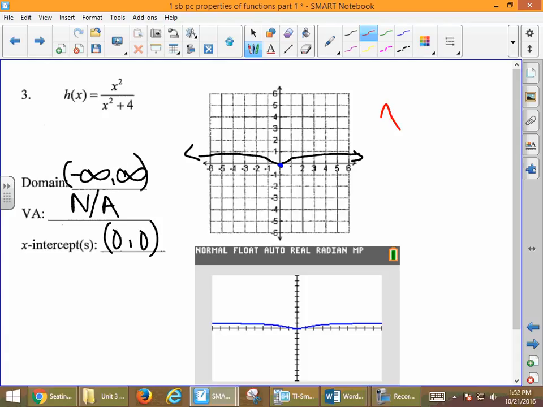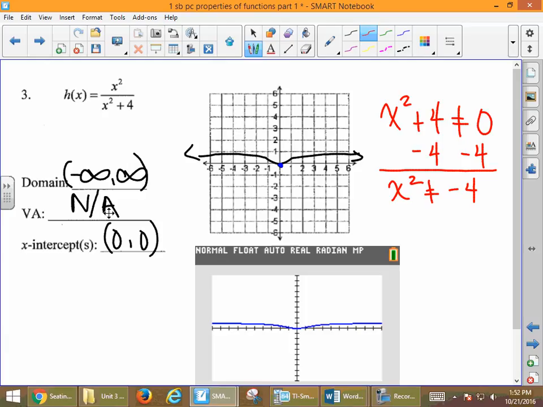I do want to look real quick here just at the domain algebraically for a minute. What we would do is take x squared plus 4 and set it not equal to 0. When we solve that, we subtract 4 from both sides. We'll get x squared doesn't equal negative 4. And then we take the square root of both sides. And when we take the square root, we get x doesn't equal plus or minus 2i.